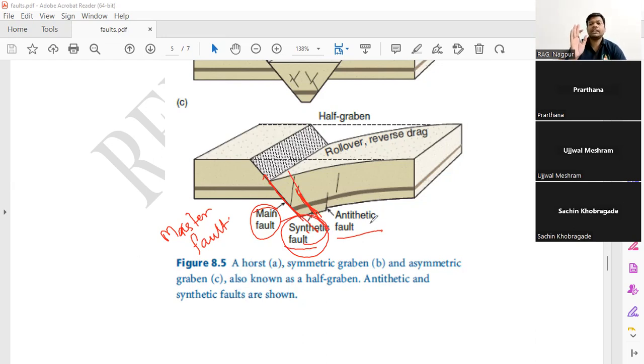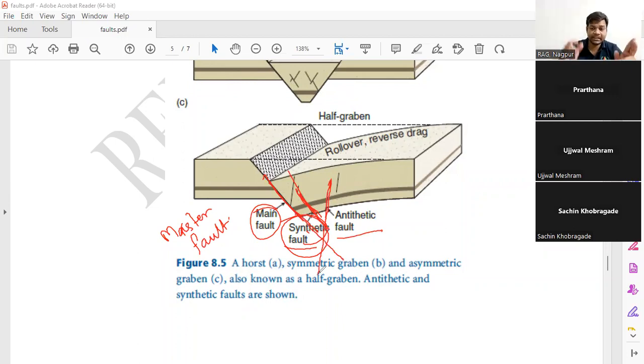In case the minor fault dips towards the master fault, it is an antithetic fault. So if you extrapolate these, they will somewhere join.